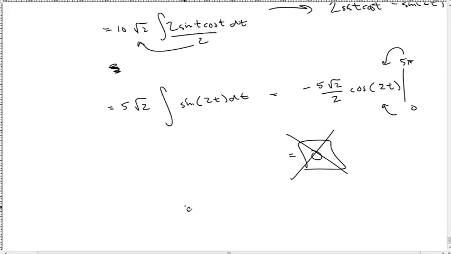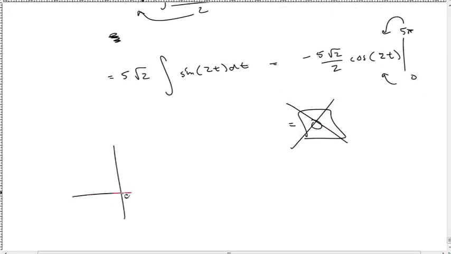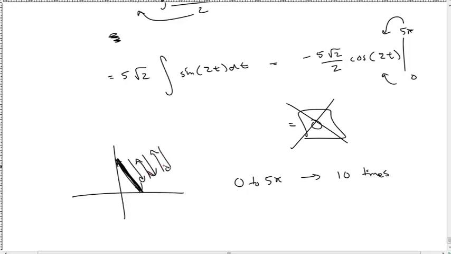So what you have to do now is understand the graph. Let's go back to the graph. It's kind of a weird graph. It just goes back and forth, back and forth, like that. And if you're going from 0 to 5 pi, you actually go back and forth 10 times. So 1, 2, 3, 4, 5, 6, 7, 8, 9, 10. Okay?